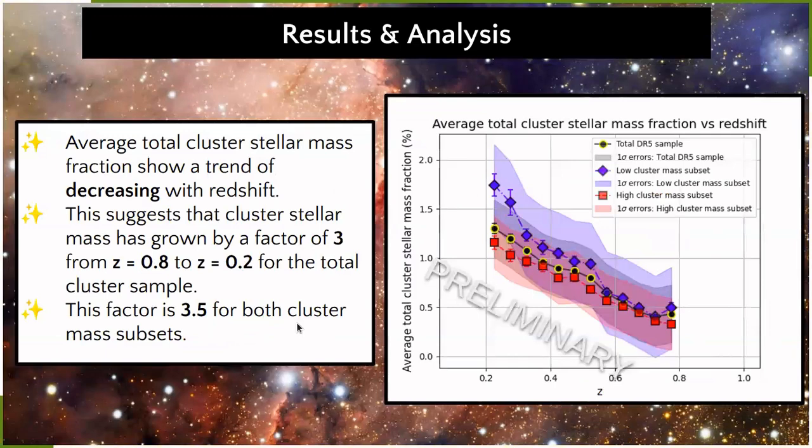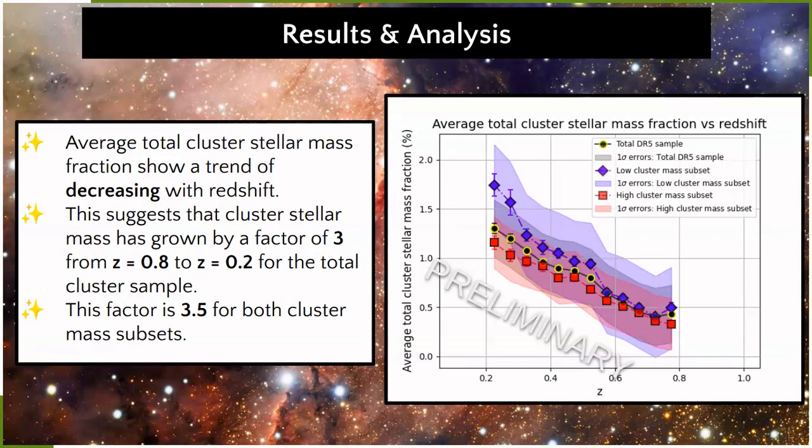So finally, we also look to track the stellar mass growth in clusters with time. To do this, we measured the fraction of total cluster stellar mass to total cluster mass, and this gave us a fraction. Then we summed this fraction for all clusters in a particular redshift band, took the average of that fraction and converted it to a percentage. And we've also done this for the cluster mass subsets as well.